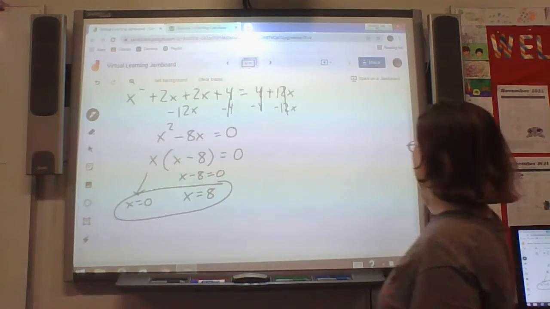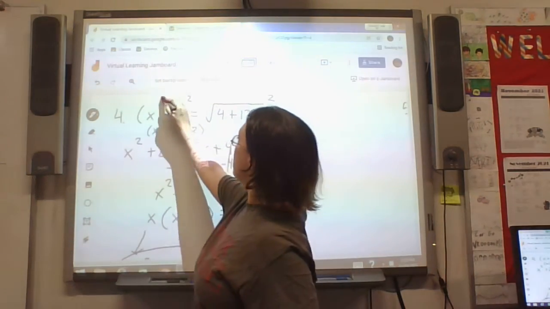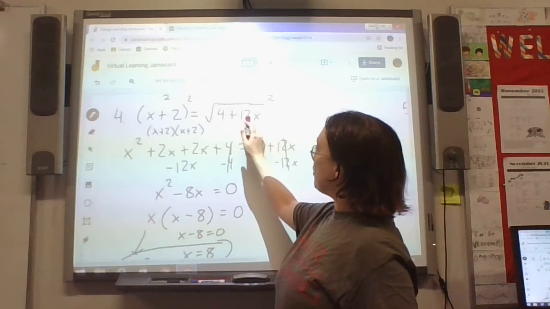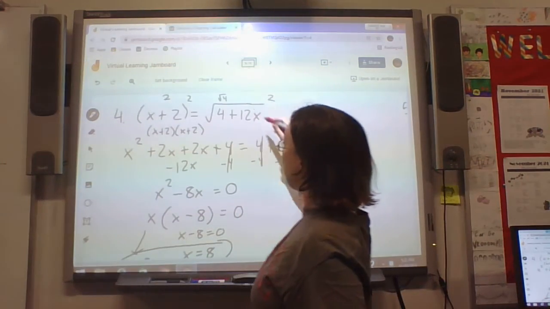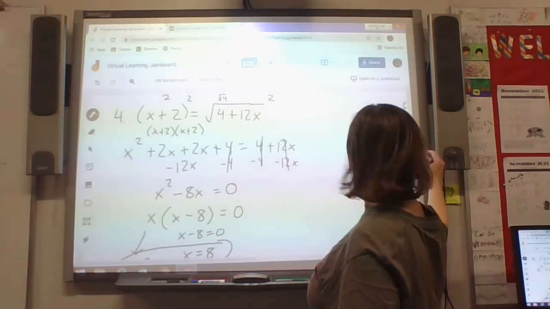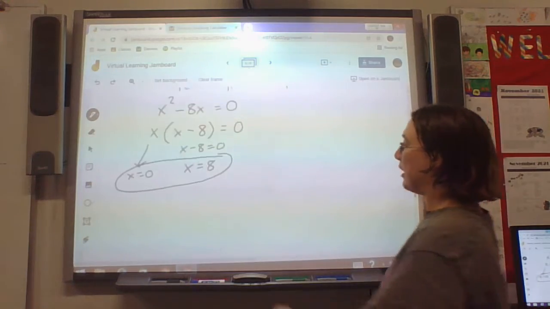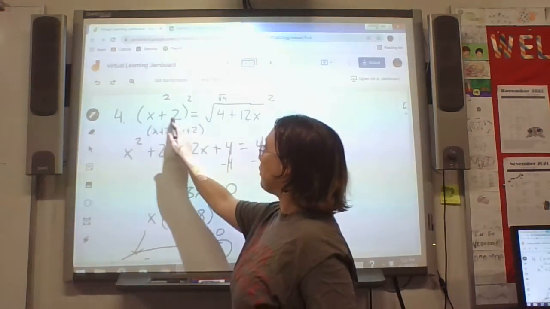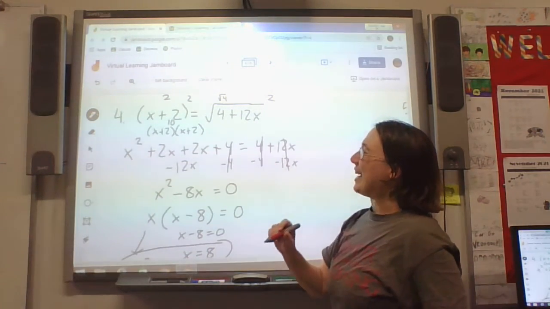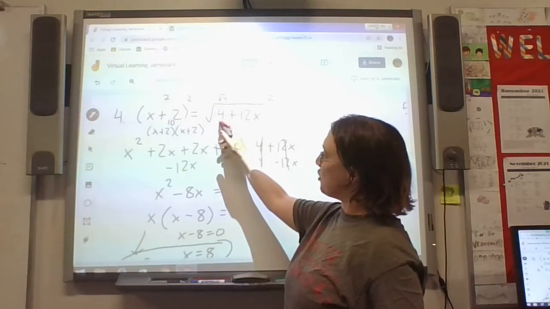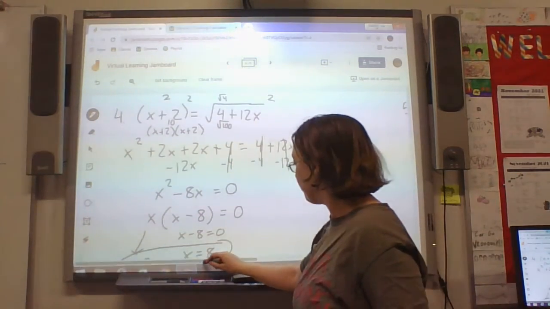I probably shouldn't have circled that yet because we do want to go back and plug them in and double check. So if we take 0 plus 2, that's 2. 0 times 12 is 0, plus 4 is 4, square root of 4 is 2. That one checks out. And then if we're plugging in 8, 8 plus 2 is 10. 8 times 12 is 96. 96 plus 4 is 100. Square root of 100 is, sure enough, 10. You can both work that out.